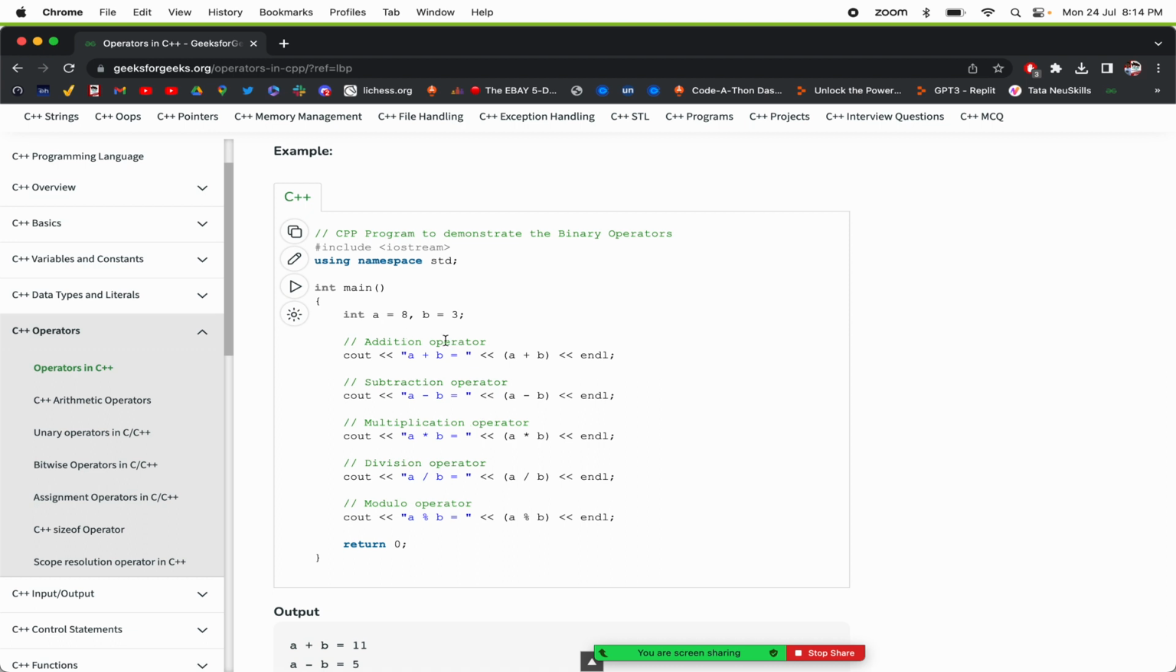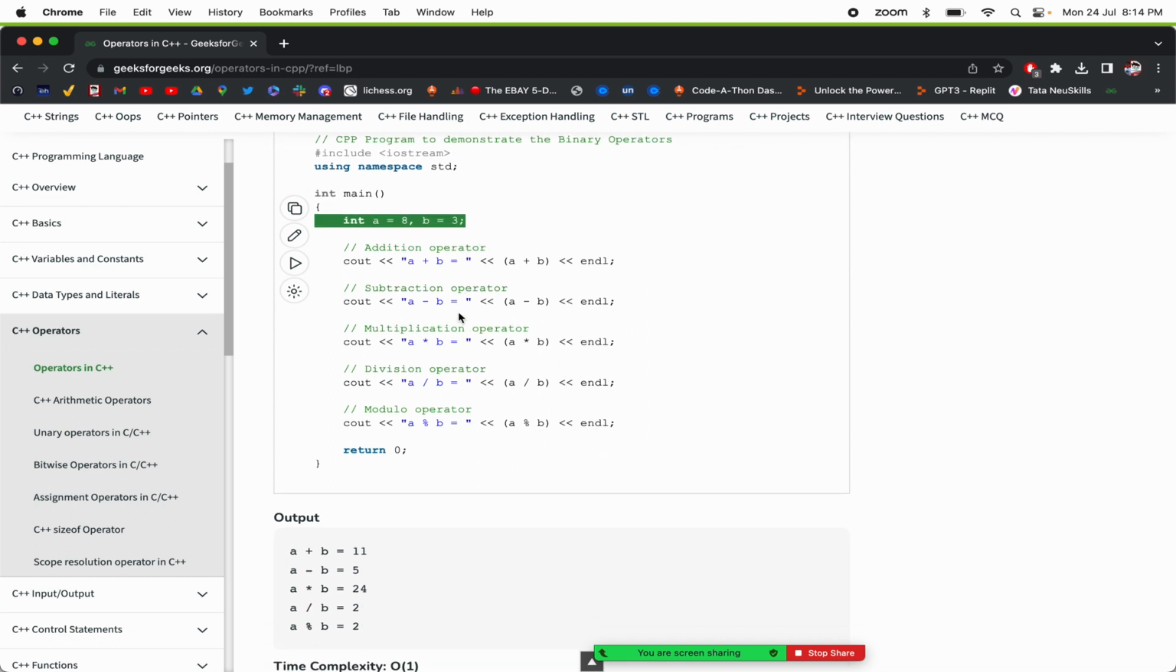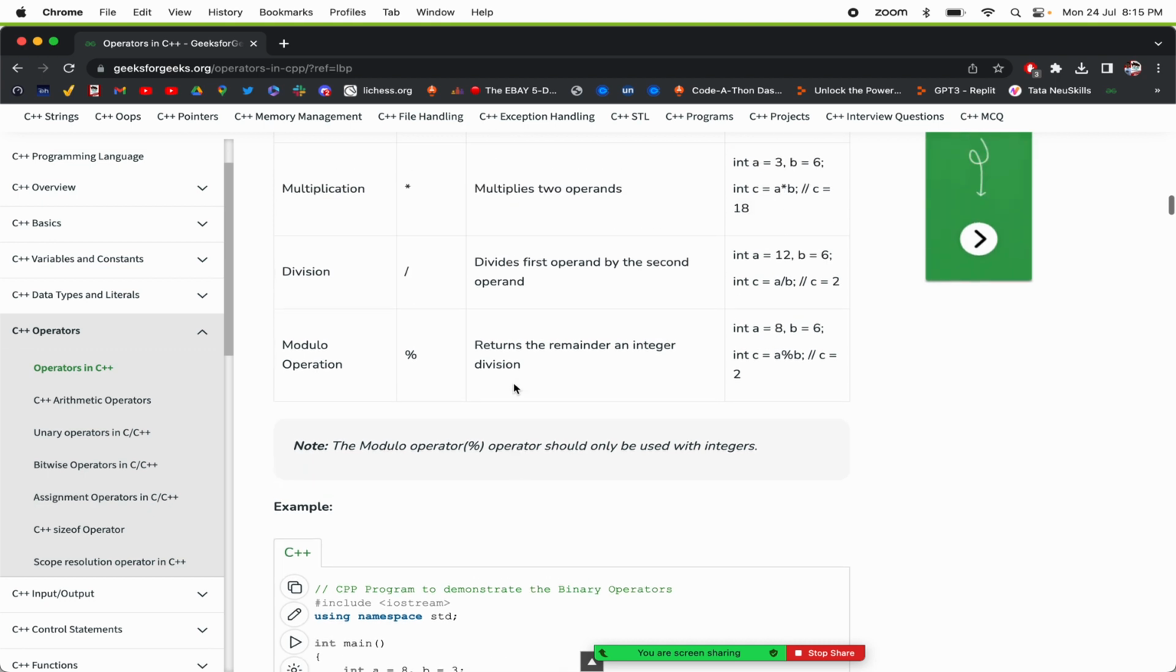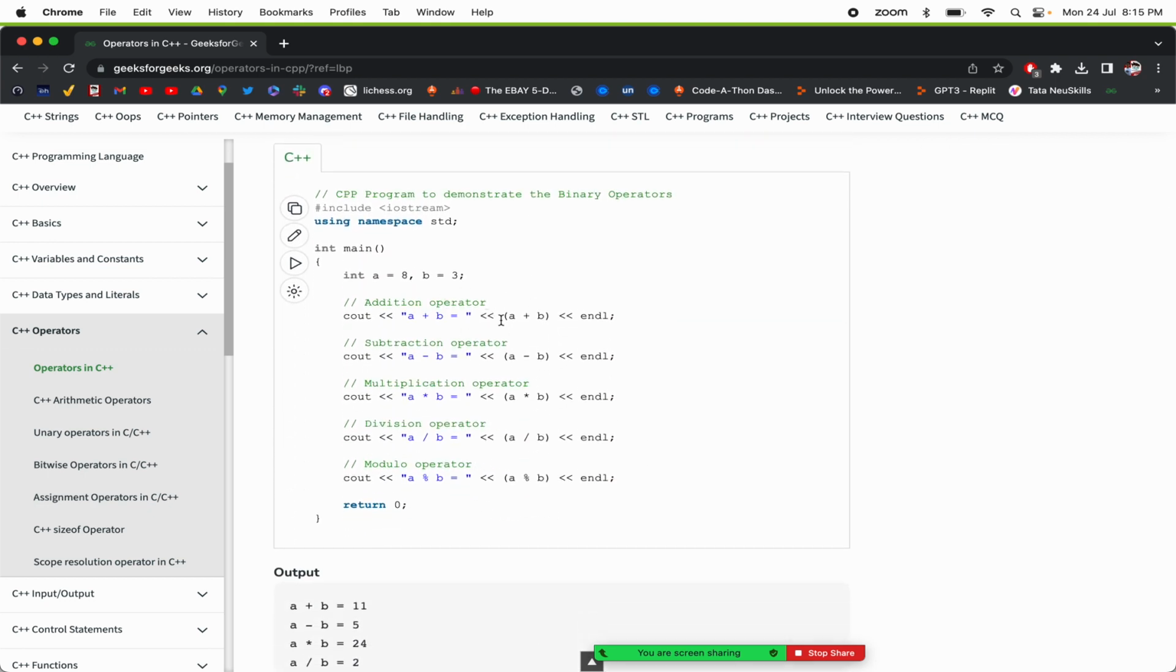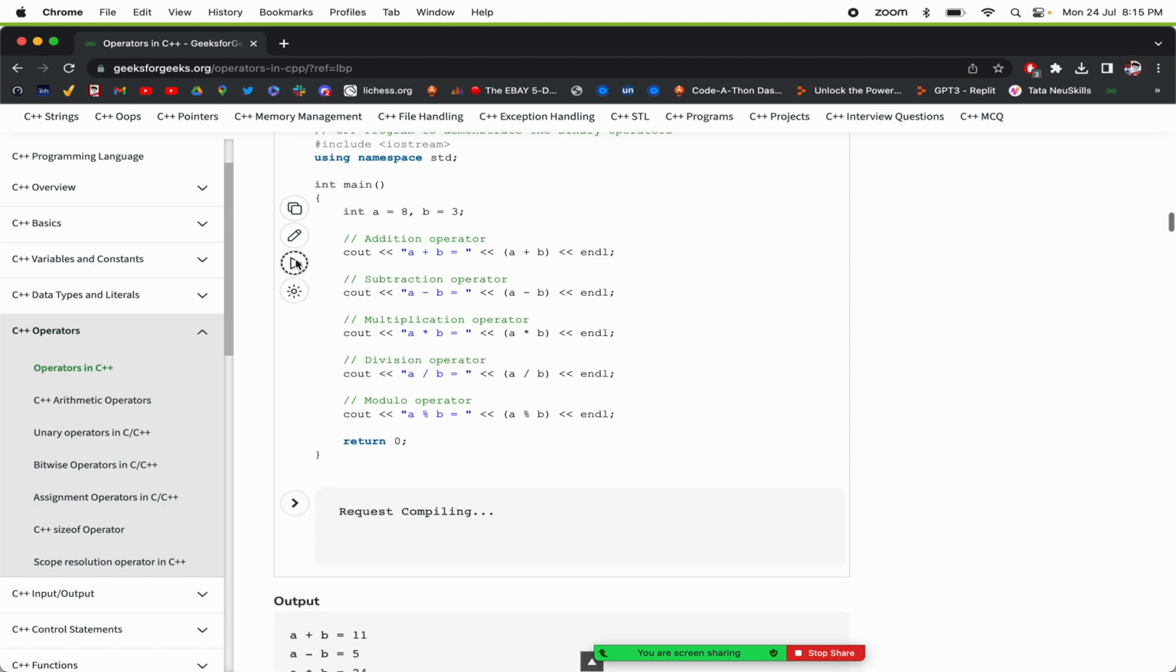So here's an example. We have a equals 8, b equals 3, and we are using all the operators. When we say a plus b, we'll get 11. a minus b, we'll get 5. a into b, we'll get 24. a divided by b, we'll get 2. And a modulo b, we'll get 2. Let's just run this once.